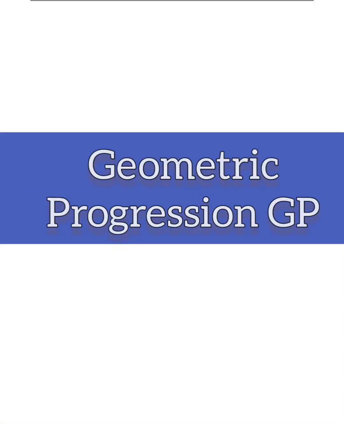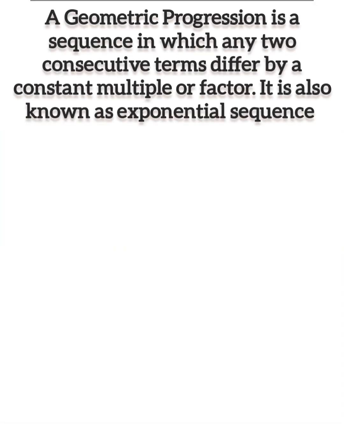Geometric progression, GP. A geometric progression is a sequence in which any two consecutive terms differ by a constant multiple or factor. It is also known as an exponential sequence.